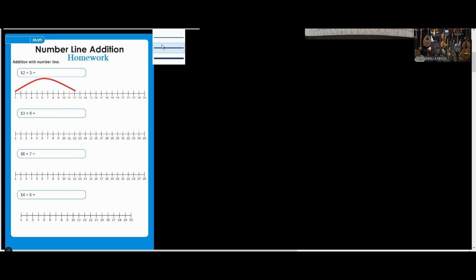let me make it a little bit tiny. So when we stop on 12, then we add 3. It says we should add 3. So 1, 2, 3. We land on 15, and the answer is 15, right?